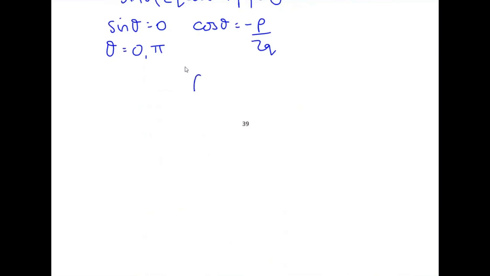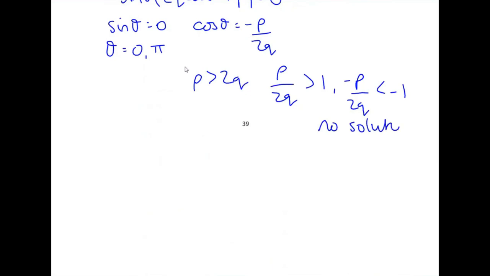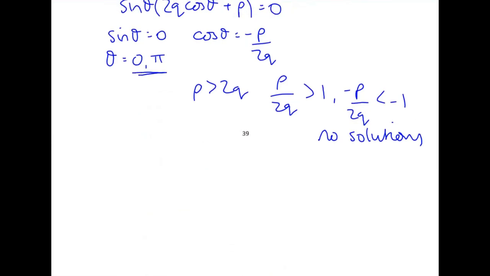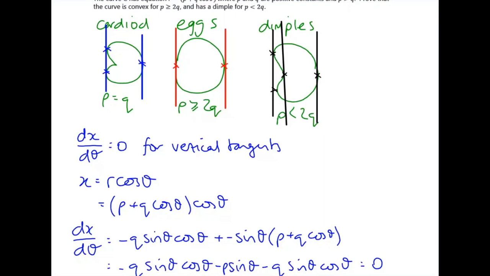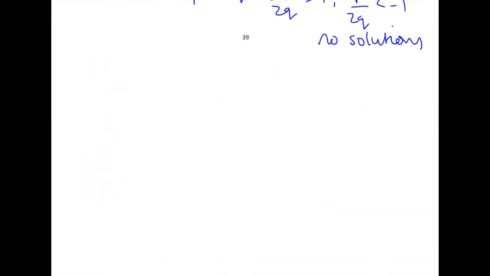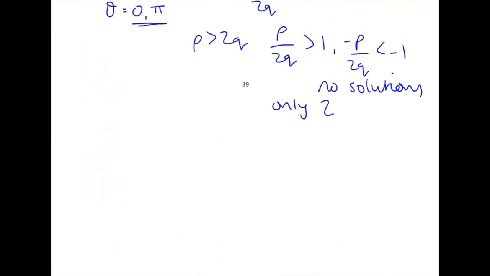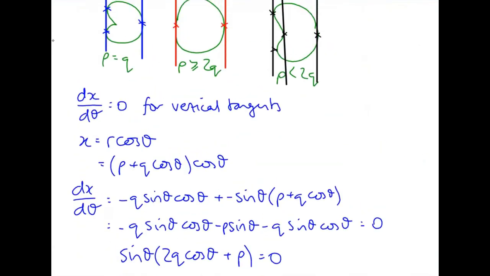So when p is bigger than 2q, I get p over 2q. If the top is bigger than the bottom, this is bigger than 1. So p over 2q is bigger than 1, or minus p over 2q is less than minus 1. There are no solutions, there are only these two tangents, at theta equals 0 and pi. So this one corresponds to an egg. That was a condition for an egg, that p is bigger than 2q.